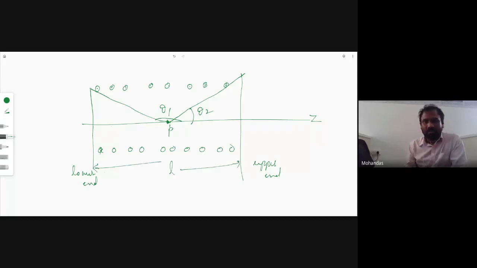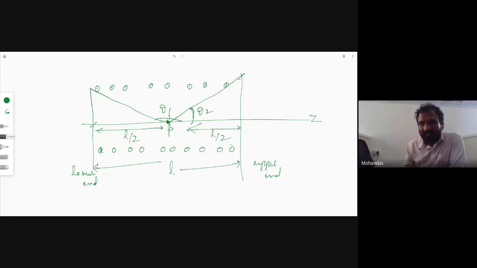Can you guess from here to here what may be the length, as the point exists at the center of this solenoid? The total length is L. If it is at the center, what may be this length? L by 2. And this is also L by 2.